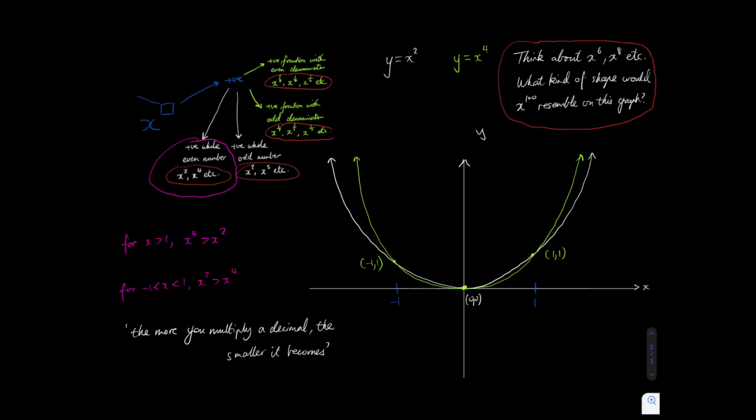I'd like you to have a think about x to the power of 6 and x to the power of 8 and how they would look on this graph. In particular, what shape do you think x to the power of 100 would look like if it was drawn on these axes? And now we've covered that first class of power functions.